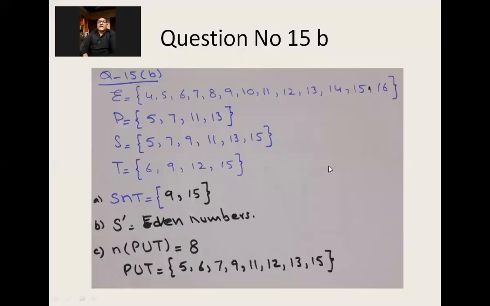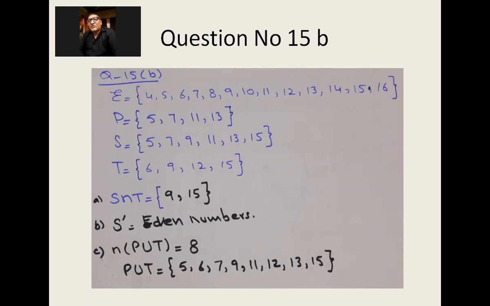So the universal set will be 4, 5, 6, 7, 8, 9, 10, 11, 12, 13, 14, 15, 16. P is the prime, odd numbers, so that will be 5, 7, 11, and 13. S will be 5, 7, 9, 11, 13, and 15. So T is 6, 9, 12, and 15.